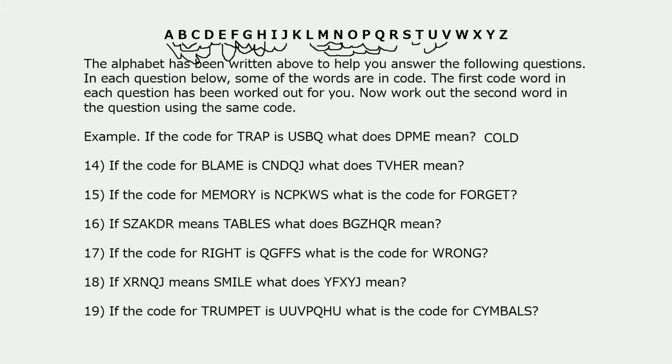So, what is the answer? The answer is steam. Now question 15. If the code for memory is NCPKWS, what is the code for forget? Now, because we are talking about the codes, we can do it the exact way that is shown. From M to N is 1. From E to C is 1, 2, backwards this time. So we've added 1 on and went the opposite way.